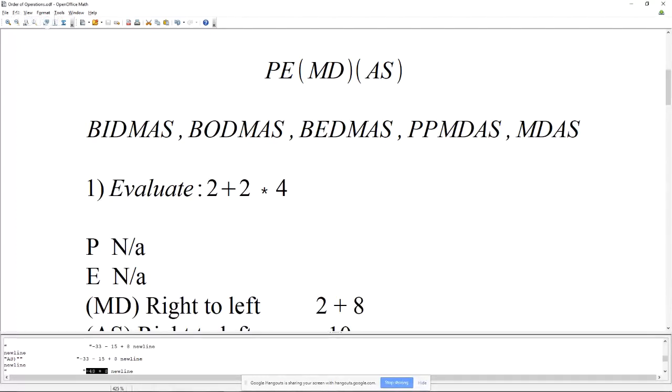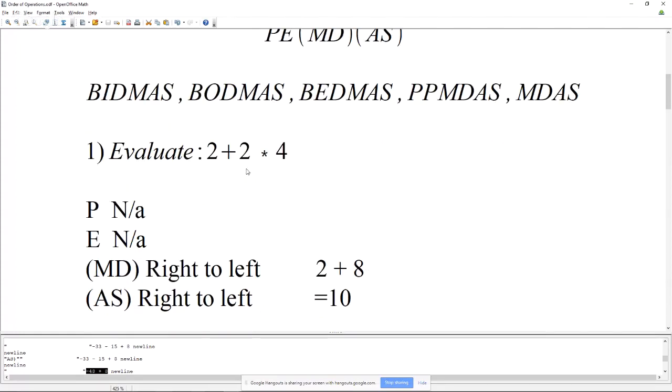Yeah. All right, so we end up with 2 plus 8, and then as you do the addition here, 2 plus 8 equals 10. Very simple. So if you didn't get 10, you might need a little practice, but everybody should be able to at least do that in their head.